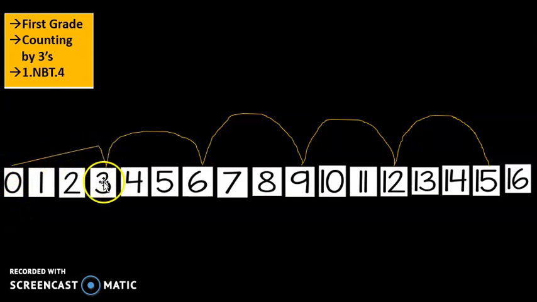0, 3, 6, 9, 12, 15. Good job, first graders. That's what you call counting by threes. That is part of our objective here. You gotta know how to count by threes. In our previous videos, we counted by twos. Now you're learning how to count by threes.